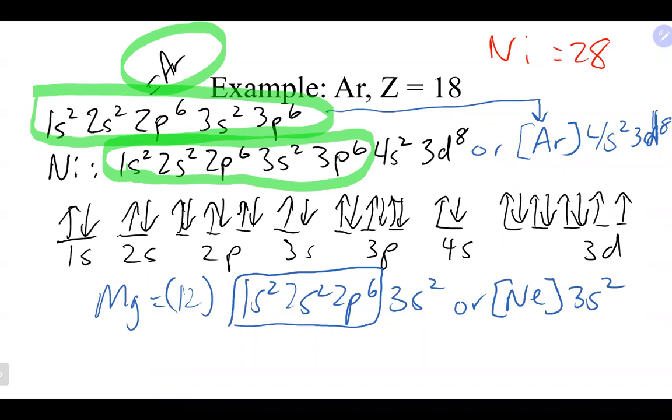Yes. I did that for gold. Very good. Yes, you could do it for any of the elements, including the transition metals. It doesn't matter. You just basically back up to the noble gas that comes right before it, and you just continue on with the configuration. Any questions on that there?